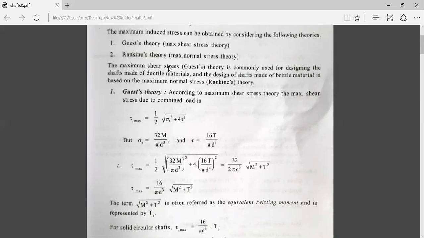Maximum shear stress theory, that means Guest's theory, is commonly used for designing shafts made of ductile materials, and the design of shafts made of brittle materials is based on the maximum normal stress theory.